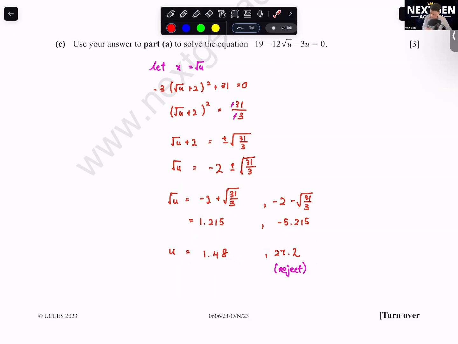So 19 minus 12 times square root 1.215 minus 3 times 1.215. You get close to 0, right? 0.0 something. It's because we keep rounding up already. So this will be the only answer. If you didn't reject, minus 1 mark in the mark scheme.